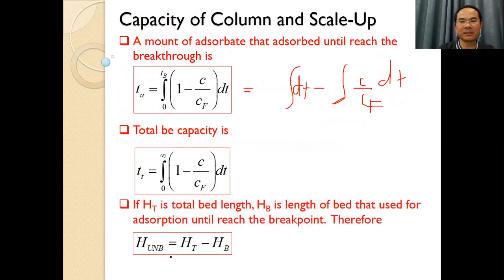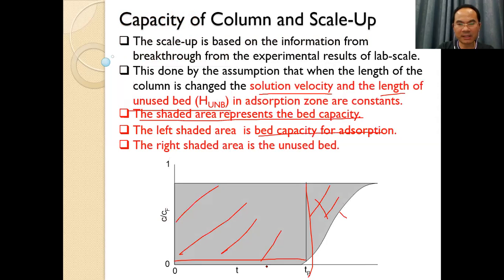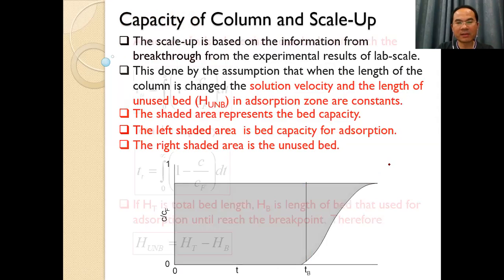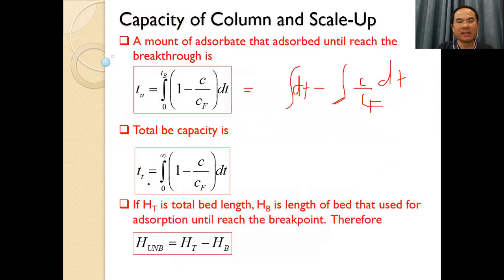And then the total capacity. For the total capacity you have to integrate from T0 until the final time. We write TT equal to the integral from 0 to infinity, or the final time, of dt. Okay, if we represent ST as the total bed length, the length of the column, SB as the length of the bed that is used for adsorption until reaching the breakthrough point.